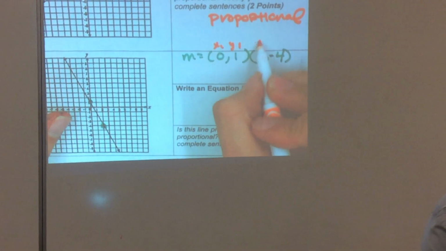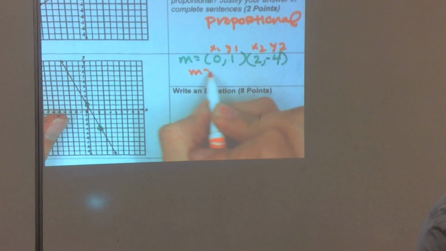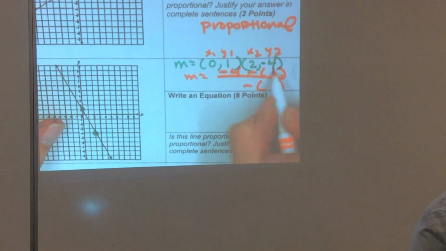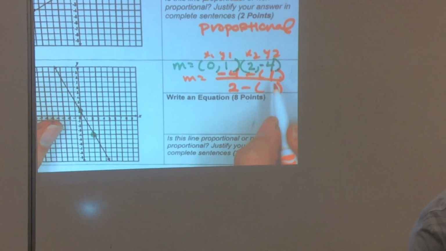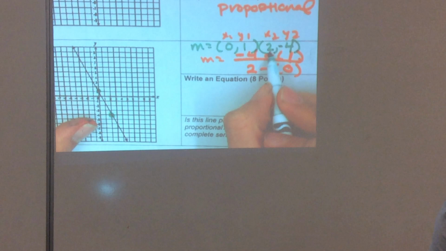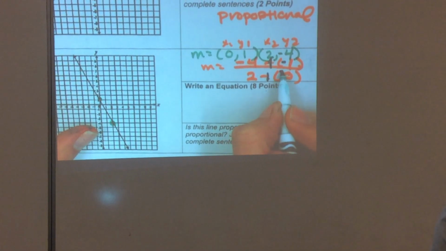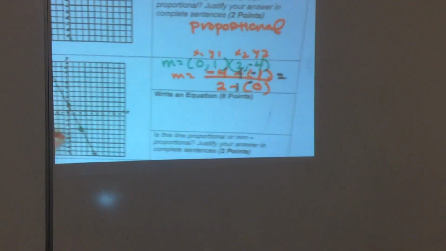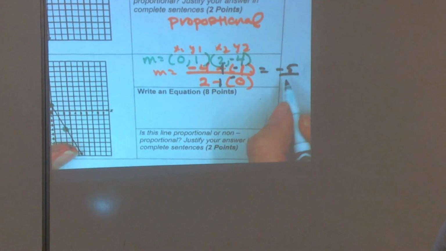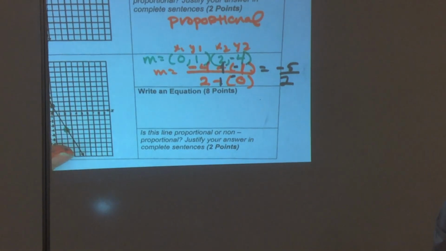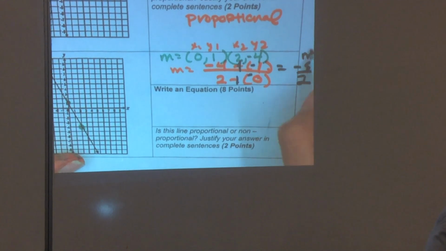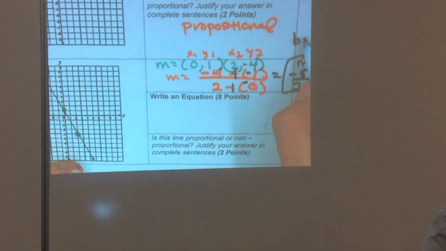X1, Y1, X2, Y2. M equals -4 minus 1 over 2 minus 0. Same, change, change. Same sign or different signs at the top? Same sign. Add them up, -5. Same sign or different signs? Different. So technically it's 0. So that's your slope. M equals -5/2. And then you know that your B is 1.